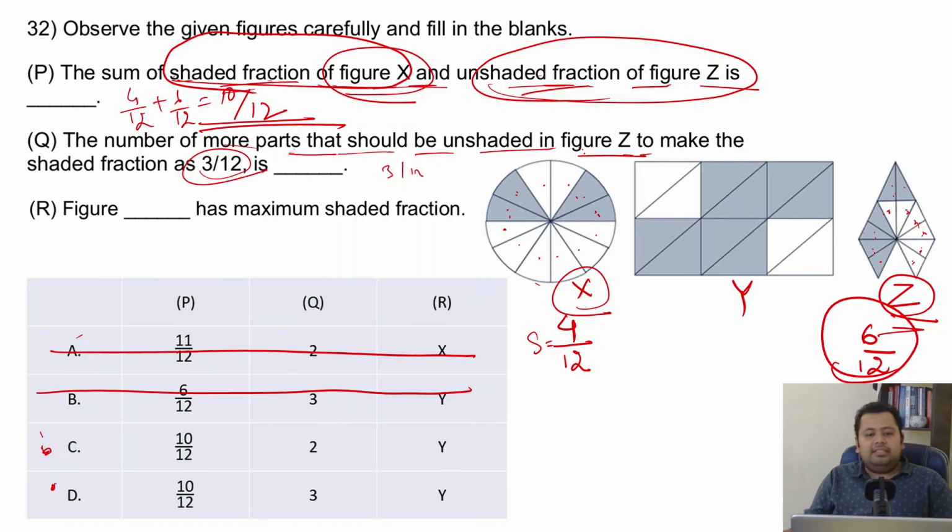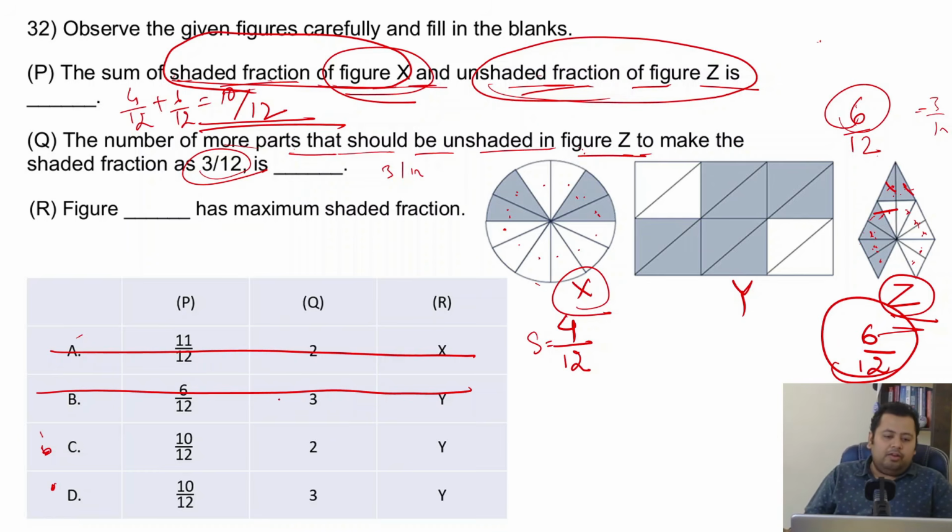So that shaded fraction is 3 by 12. Now, how much is shaded currently? 1, 2, 3, 4, 5, and 6, so currently 6 by 12. How many more need to be unshaded so that it becomes 3 by 12? You have to unshade 3. If you unshade these 1, 2, and 3, then there will be only 3 shaded parts, and it becomes 3 by 12. So how many more parts need to be unshaded? Obviously, that is 3. So 3 is correct.